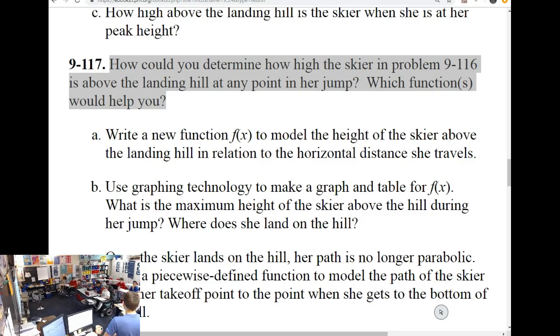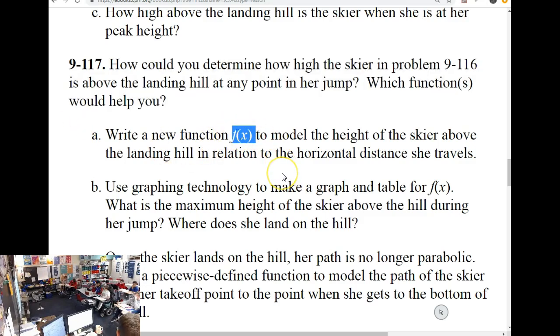Oh, well, that's most simple. Subtract them. We subtract them. Right? We are talking about difference. So we want to take our hill function, and we call it h of x. The hill function is h of x. Skier function was j of x. If we subtract them from each other, j of x minus h of x, we'll call that f of x.